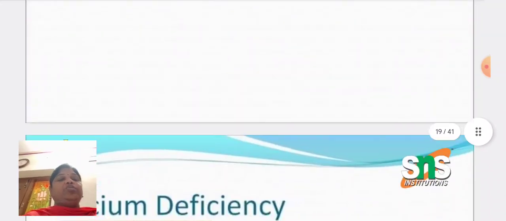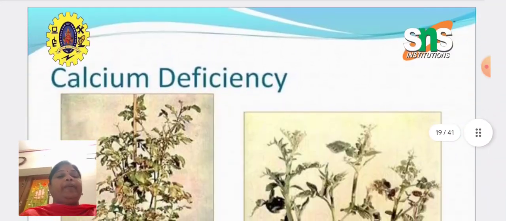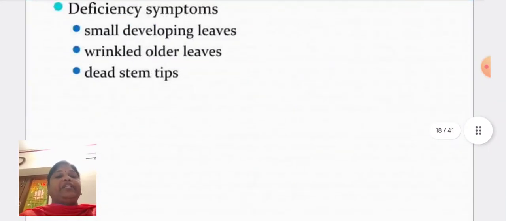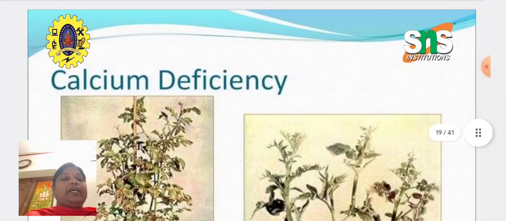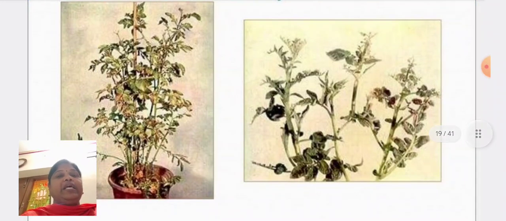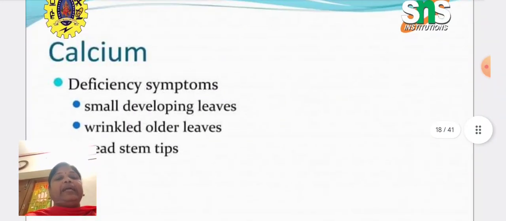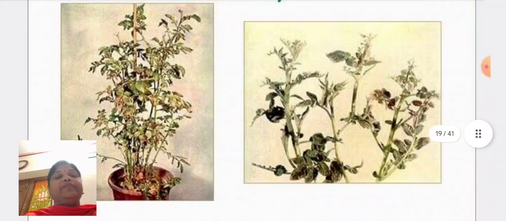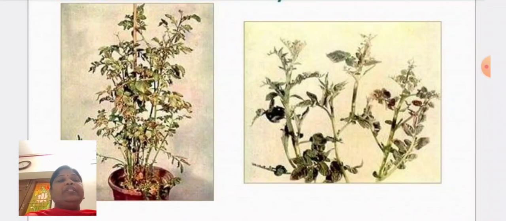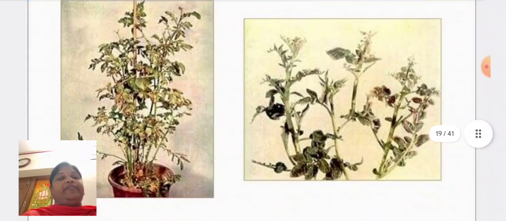The picture shows small developing leaves. The leaves are very little in size and wrinkled. Then the other one is dead, the stems are dead. These pictures show calcium deficiency.